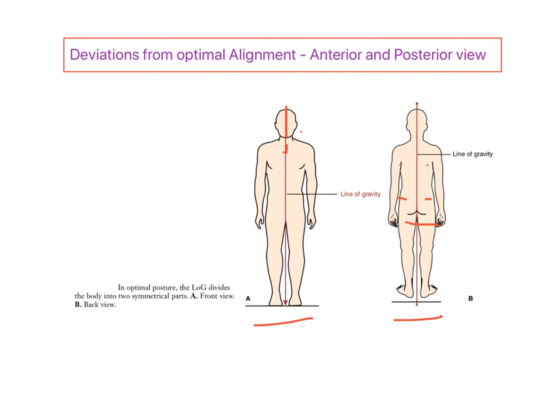The ASIS, anterior superior iliac spines, and the posterior superior iliac spines should lie on a line parallel to the ground, as well as being equidistant from the LOG. From the LOG, the ASIS and PSIS should be at equal distance. The joint axes of the hip, knee and ankle are equidistant from the LOG, and the gravitational line transects the central portion of the vertebral bodies.